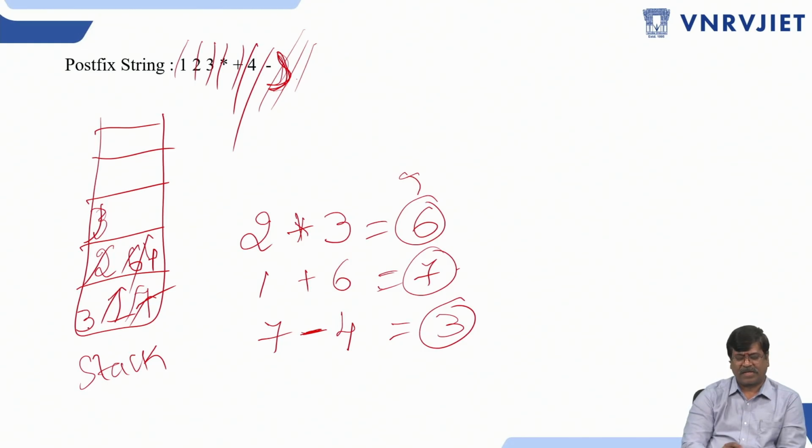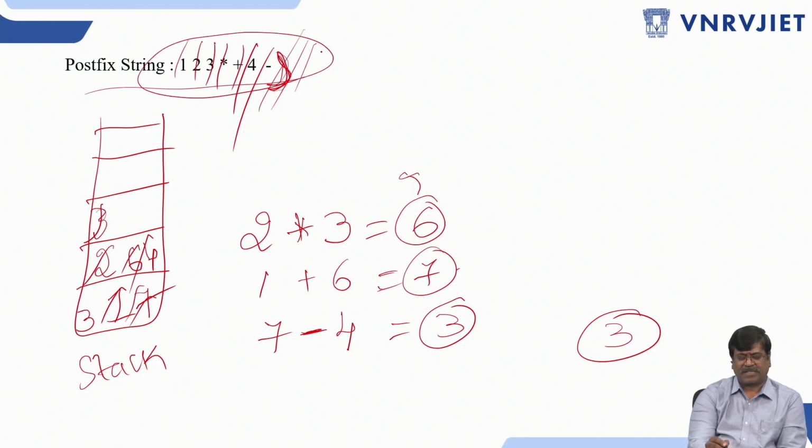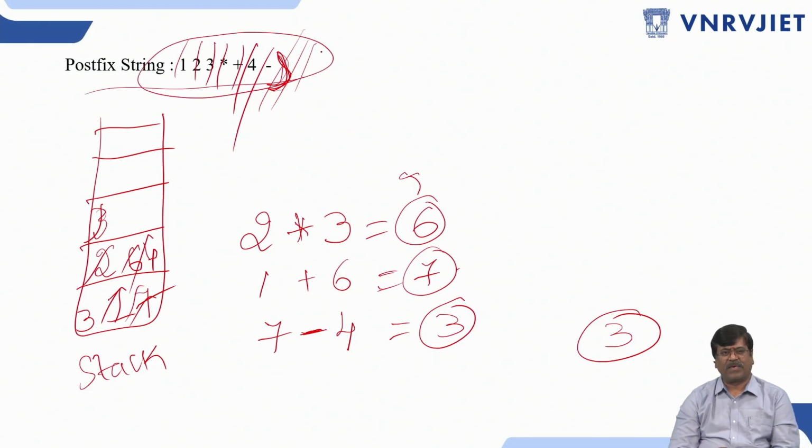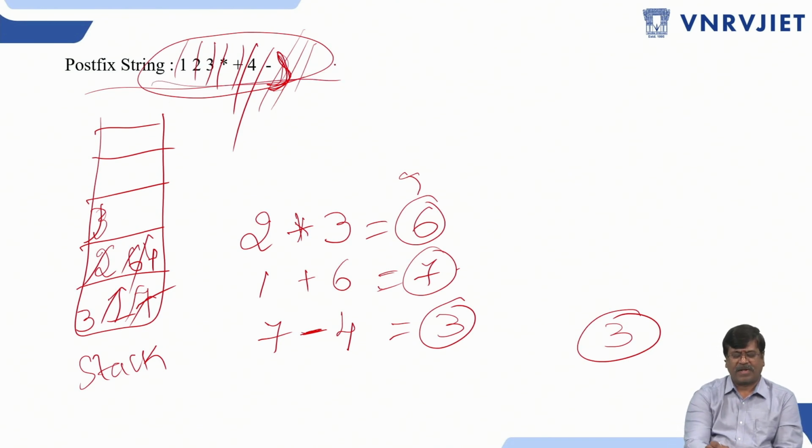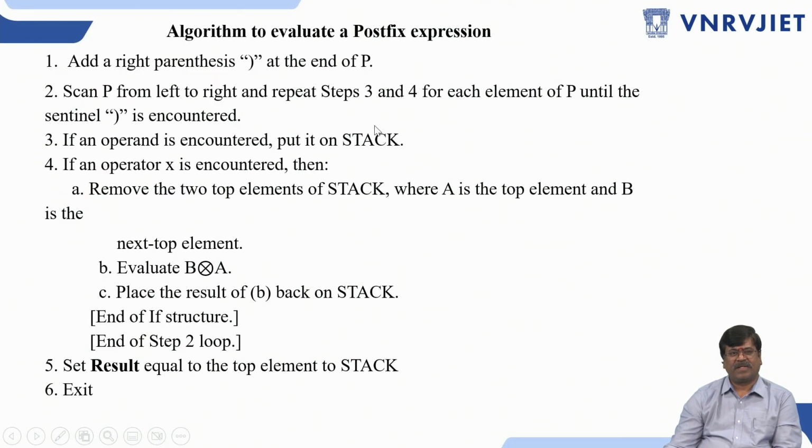So what is your final result? 3. So this is the output of your postfix expression 1, 2, 3 into plus 4 minus. So when you are evaluating that expression, this is your final result. So this is how exactly the algorithm steps we discussed.